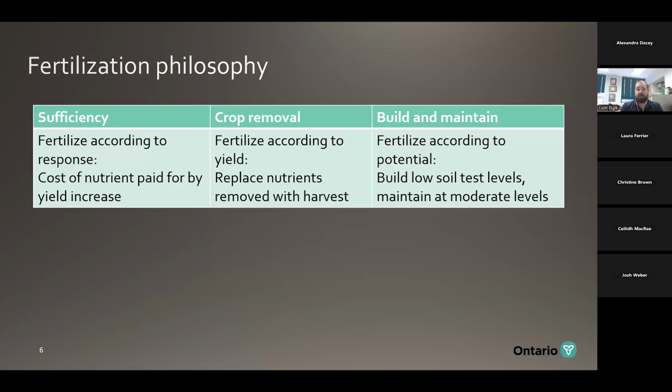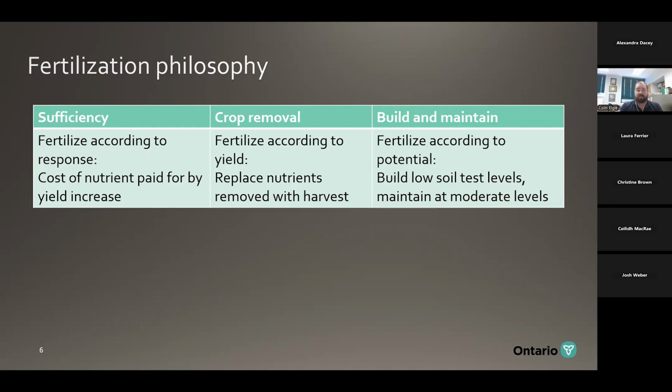And in the middle here, and one that is often talked about, but may not be looked at as a philosophy, is crop removal. And so this is fertilizing according to the yield. So simply whatever nutrients get pulled out of that crop at harvest, so things like phosphorus, potassium, nitrogen, our secondary nutrients, our micronutrients, we're looking to replace those nutrients that are removed with harvest.